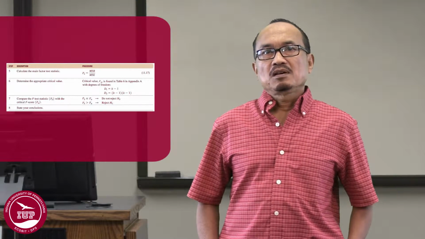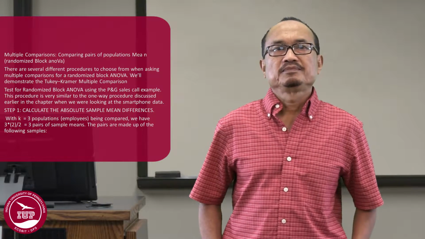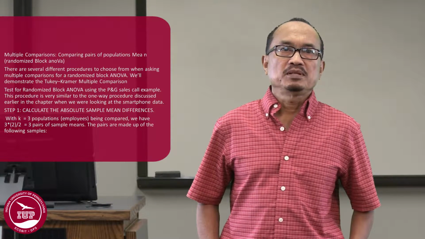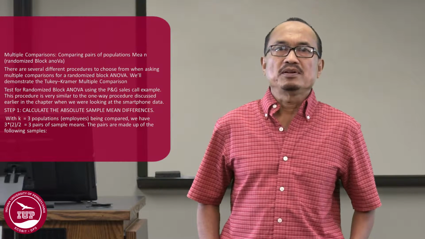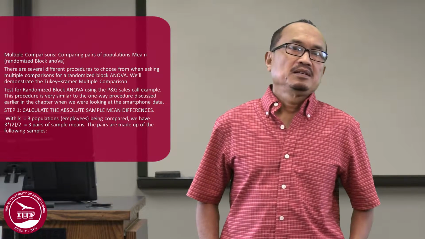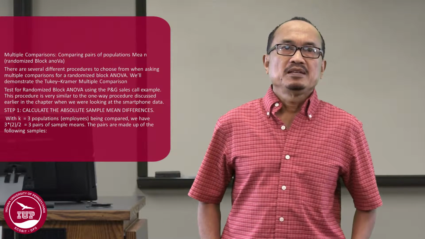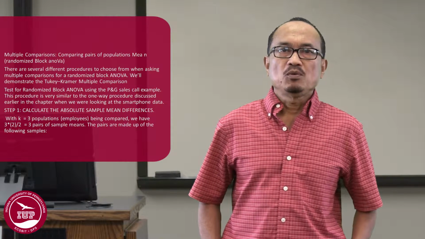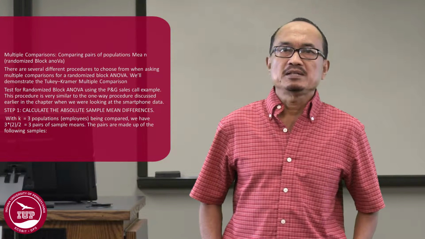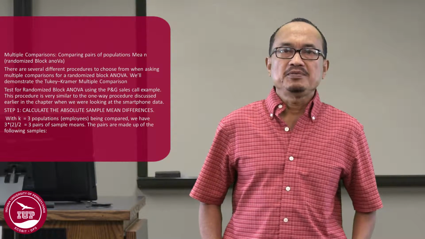Multiple comparison: comparing pairs of population means for randomized block ANOVA. There are several different procedures to choose from when making multiple comparisons for a randomized block ANOVA. We'll demonstrate the Tukey-Kramer multiple comparison test for randomized block ANOVA using the P&G sales call example. This procedure is very similar to the one-way procedure discussed earlier in the chapter when we were looking at the smartphone data. Step 1. Calculate the absolute sample mean differences.